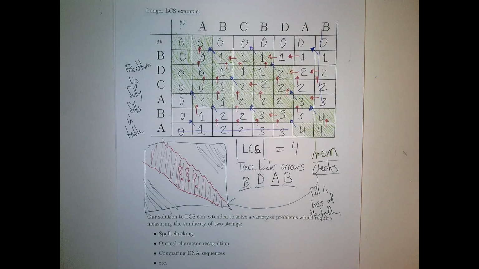Just as a side note, I mentioned it already, but this LCS turns out to be really important for a bunch of problems. I mentioned comparing DNA sequences, but it's also used for things like optical character recognition and even spell checking. There are variants that are used, trying to figure out what word you might have meant to type.